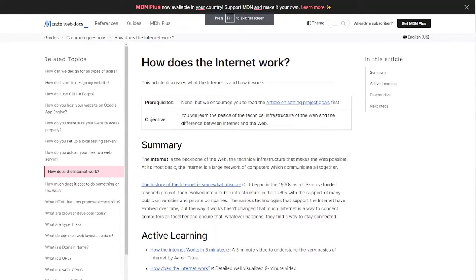How does the internet work? The internet is the backbone of the web, the technical infrastructure that makes the web possible. At its most basic, the internet is a large network of computers which communicate all together.